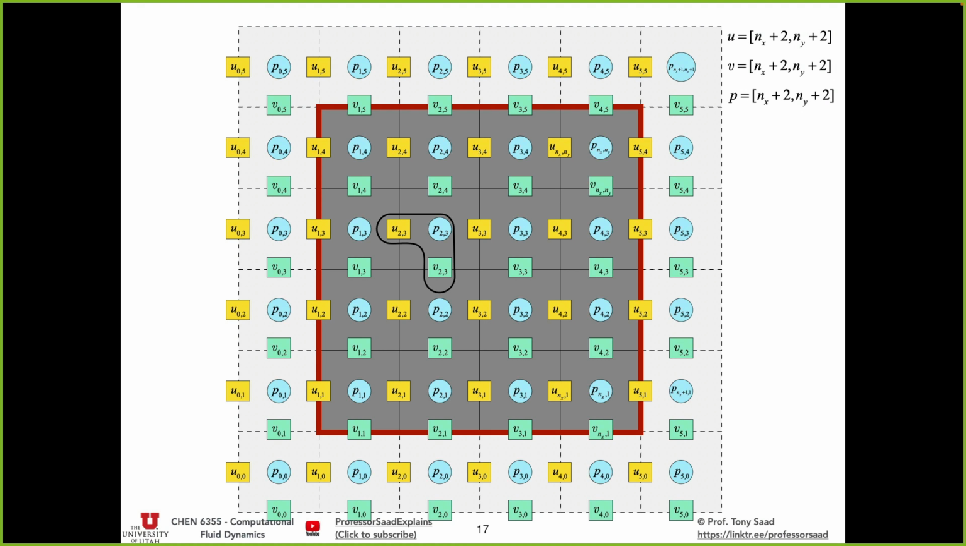I'm going to add a ghost cell on each side of the domain. So if I have nx control volumes in x and ny control volumes in the y direction, then with the ghost cell on each side, I would have nx plus 2 control volumes in total in the x direction and ny plus 2 control volumes in the y direction. And those would be these guys on the periphery of the red box.